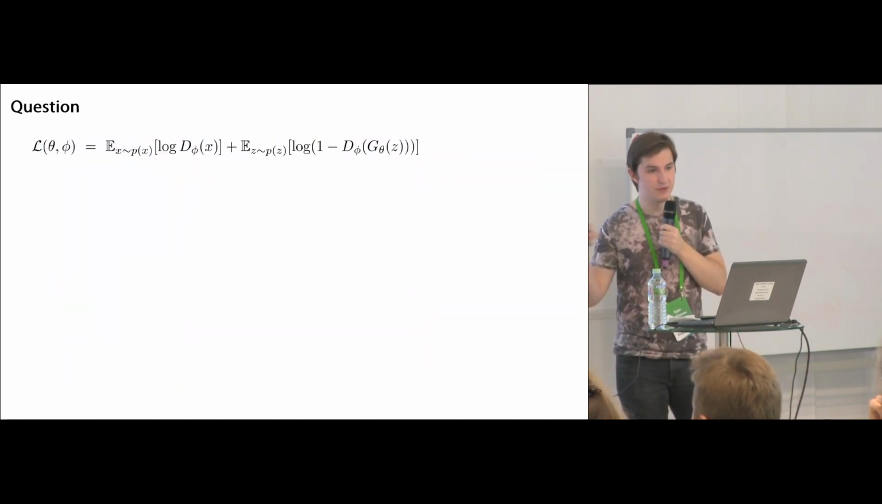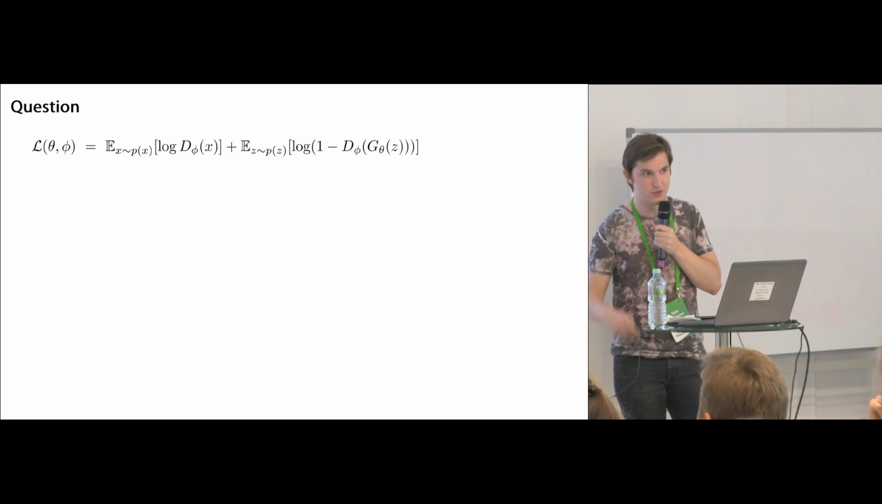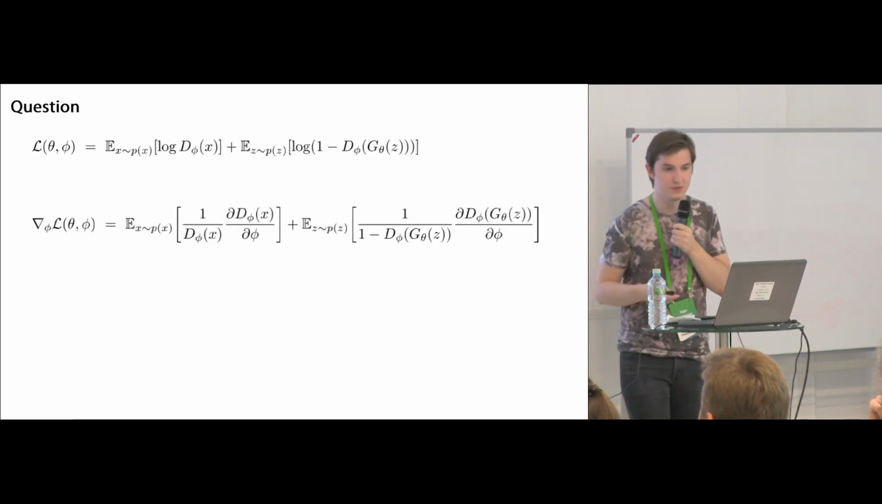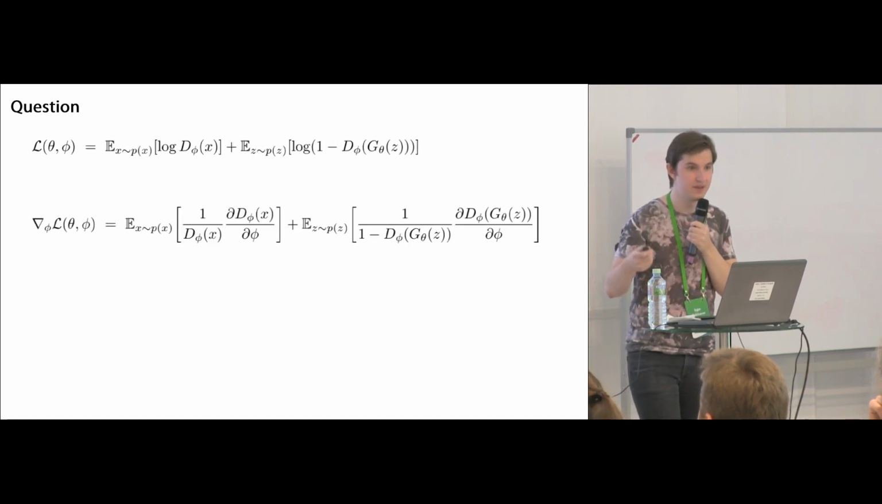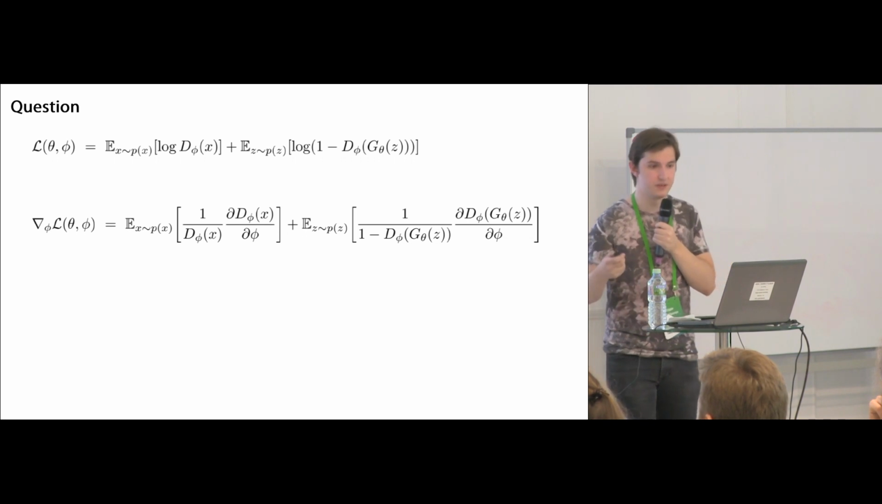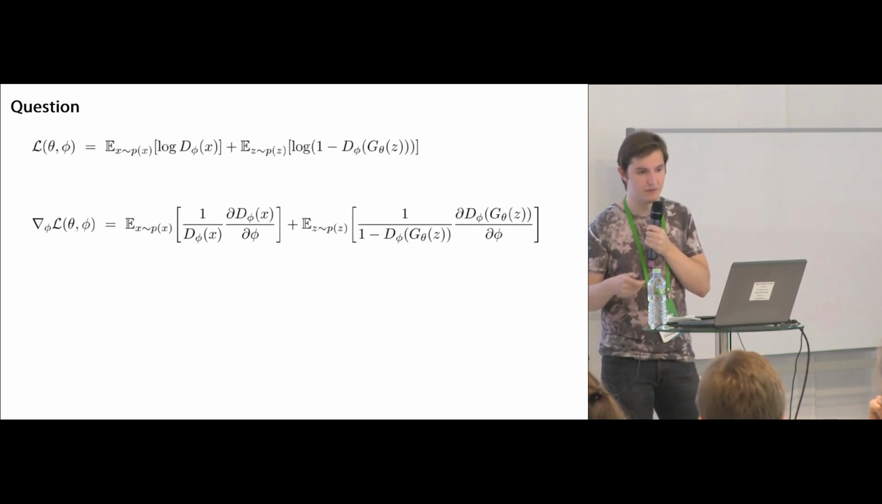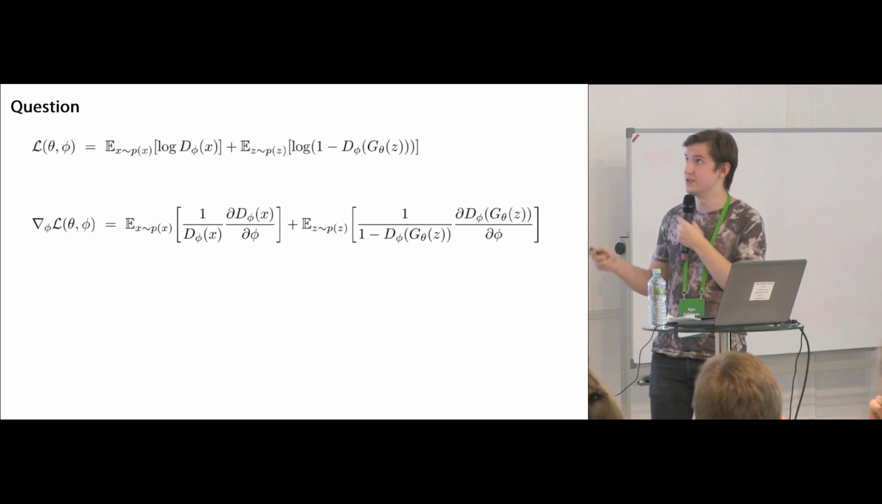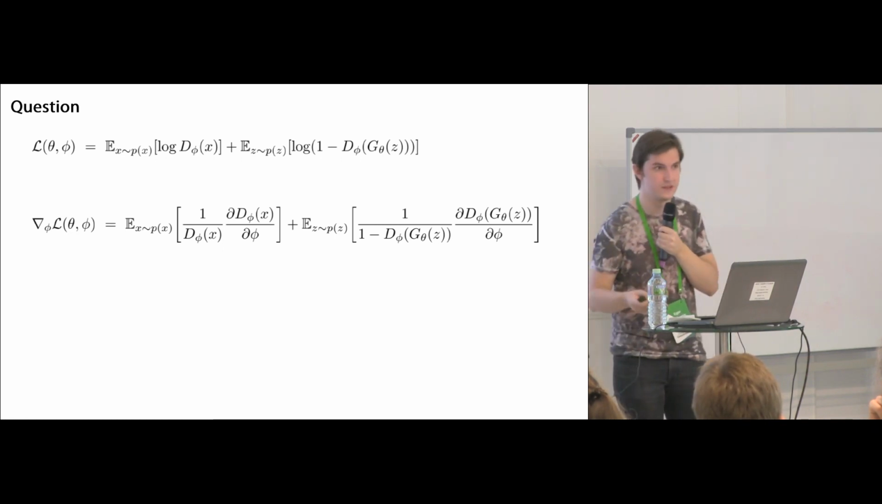Now, coming to the next topic, I would like to ask you a question at the end of this slide. We still have our objective, and we want to optimize it. So we compute the gradients with respect to phi. This expression you have already seen, almost, right? This is just the simple chain rule applied to both of these expectations.